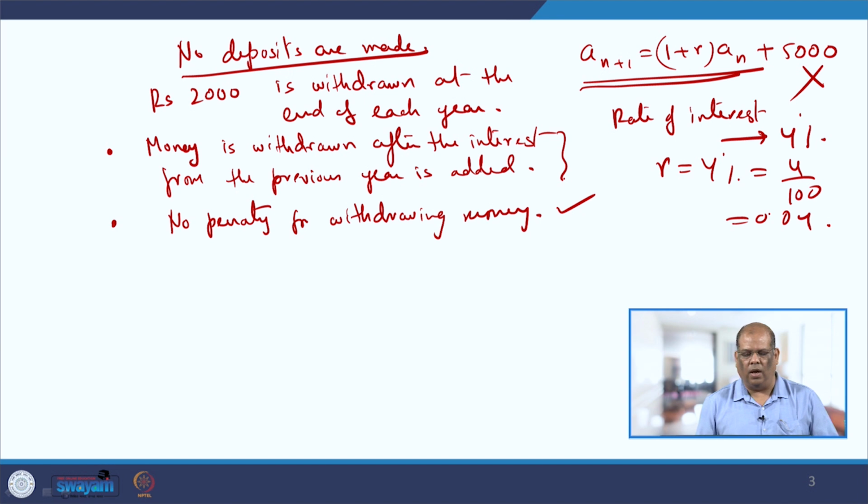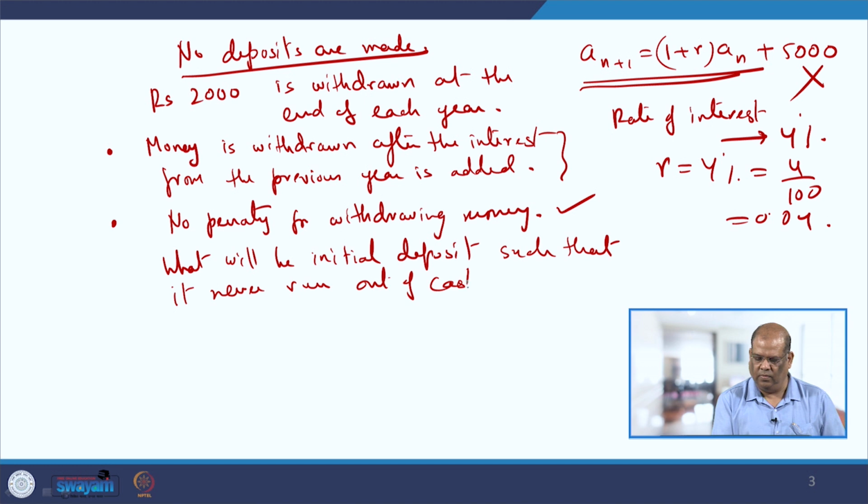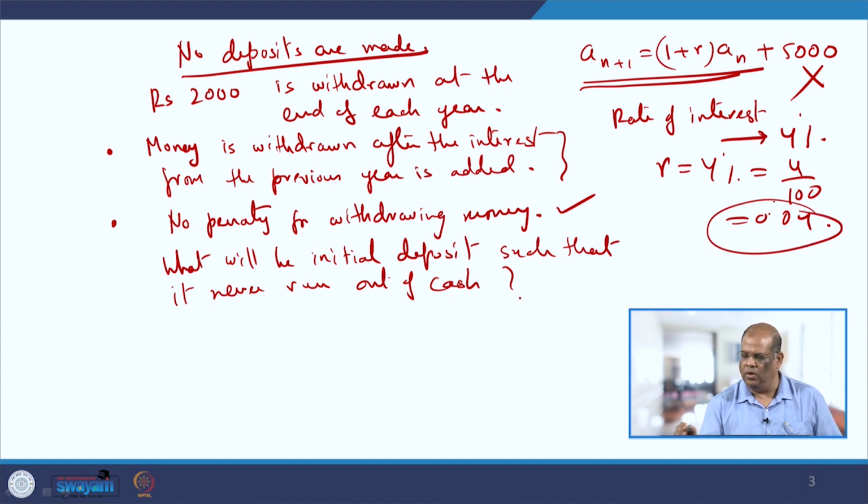So, with these two assumptions, we need to find what will be the initial deposit such that it never runs out of cash. You have to deposit the initial amount in such a clever way that with this 4% interest and your constant withdrawal of rupees 2,000, you will still have money in the bank.